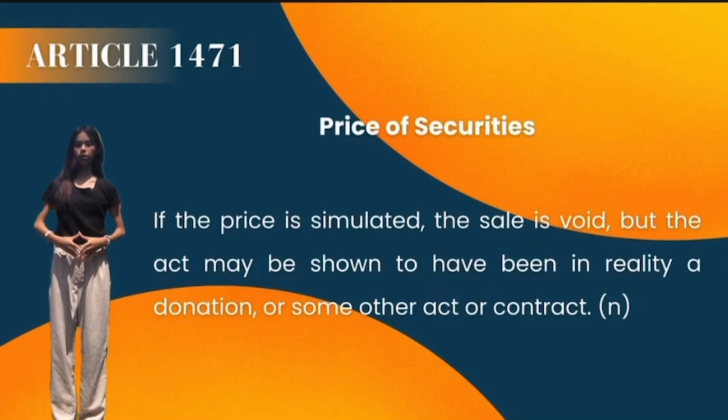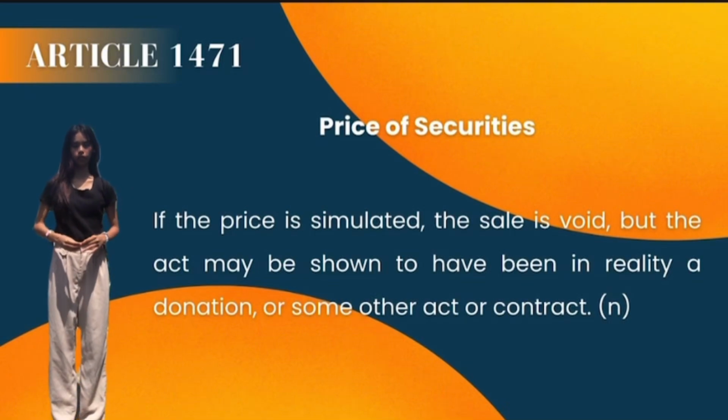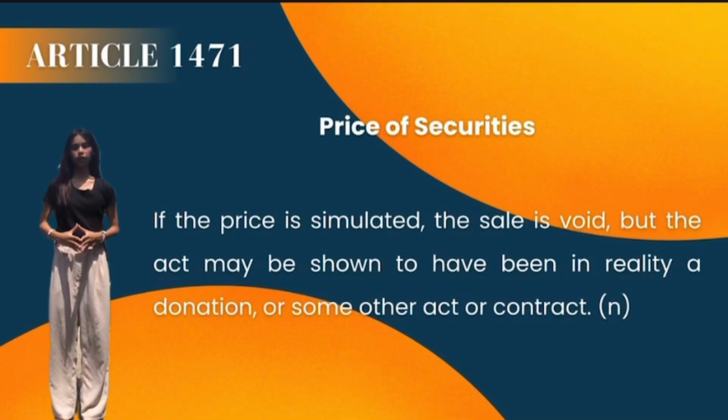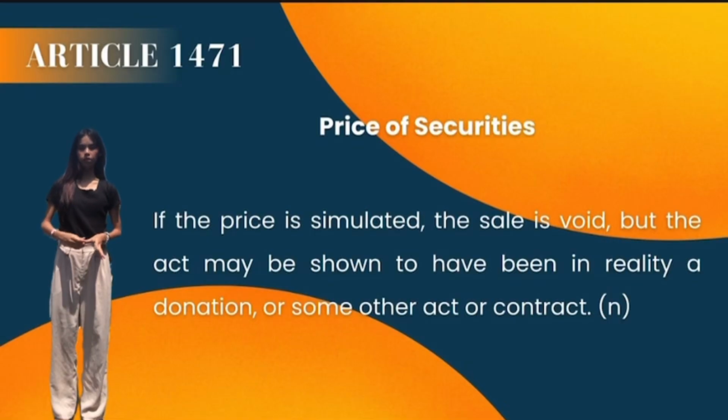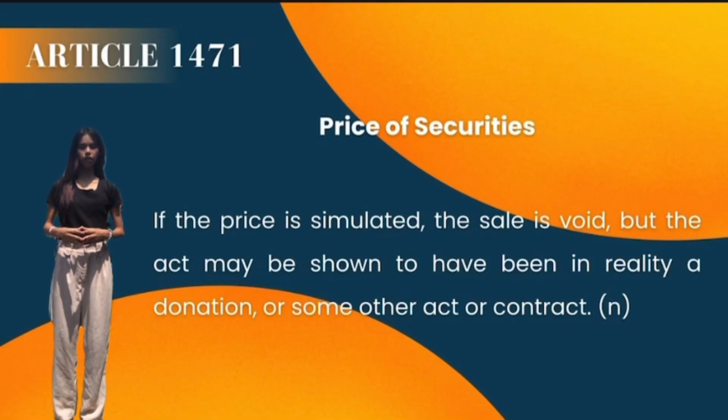Article 1471 states that if the price is simulated, the sale is void, but the act may be shown to have been in reality a donation or some other act or contract. But what exactly does a simulated price mean? It refers to a situation where the price stated in the contract is not the true intention of the parties. It is a false or fictitious price. For instance, the seller might declare a price, but both parties secretly agree that no money will actually be exchanged.